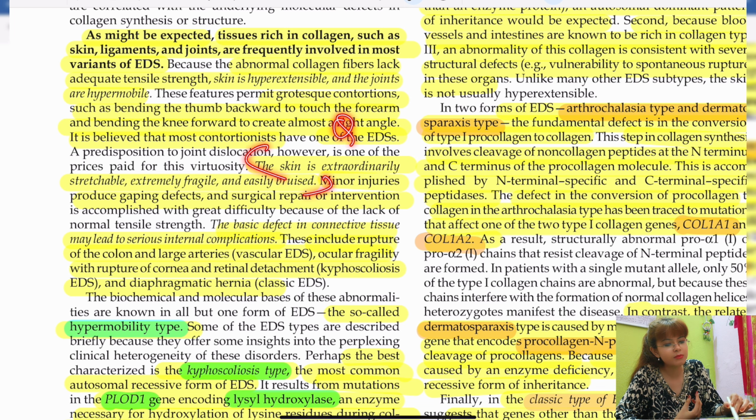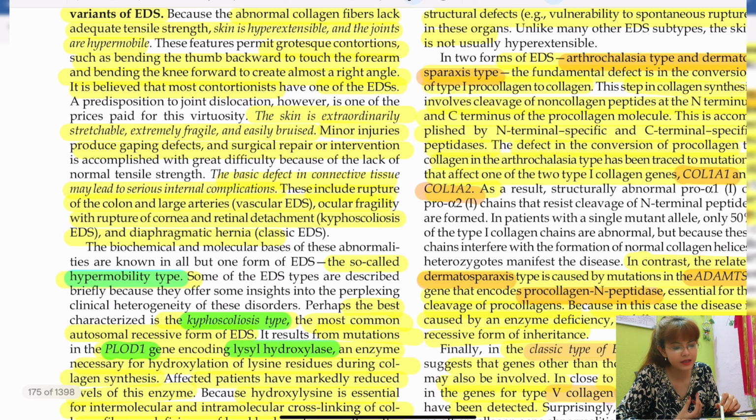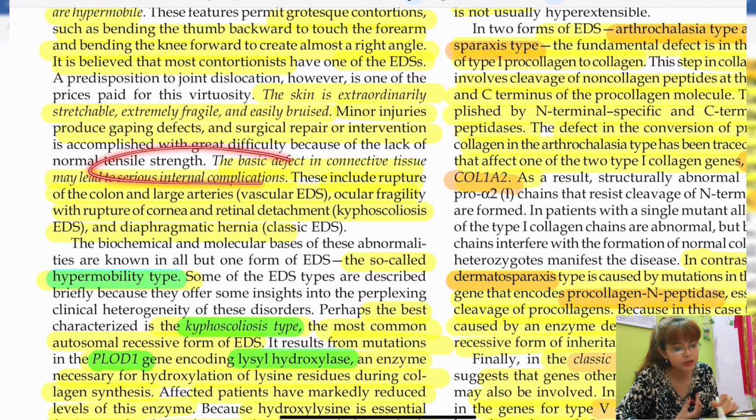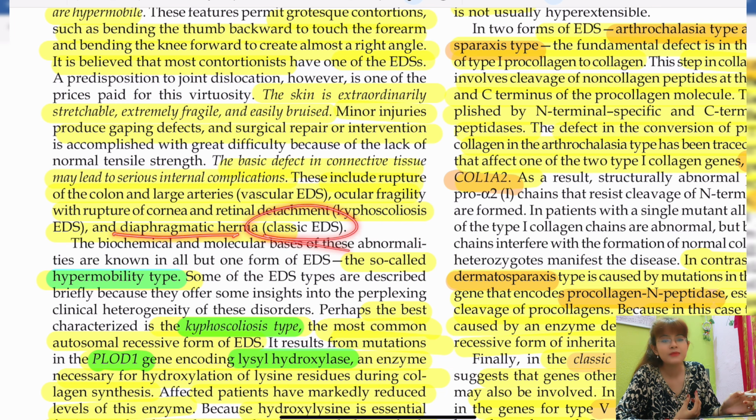Also an important point: please don't confuse Marfan syndrome and this syndrome. You may get some overlapping features, but please keep this in mind. The basic defect in connective tissue may lead to serious internal complications like rupture of the colon and large arteries in vascular EDS, ocular fragility with rupture of the cornea and retinal detachment seen in the kyphoscoliosis type, and diaphragmatic hernia seen in another EDS type.